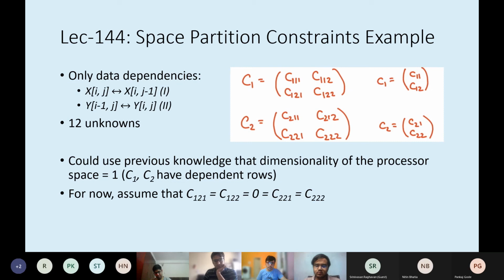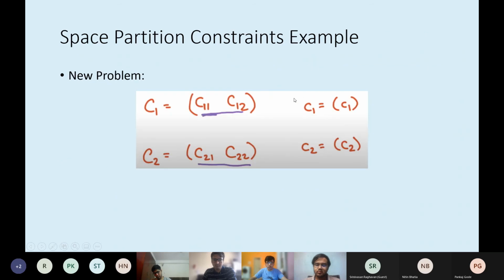But for now, we'll use our previous knowledge that the dimensionality of the processor space was 1, as we saw in the solution in the previous module. That means that if we assume the form of capital C1 and capital C2, they'll have dependent rows. One row would be dependent on the other. So for now, we'll assume that these values are 0, and we'll simplify our problem. The new problem is that the dimensionality of the processor space is 1. So it's a 1 by 2 matrix, and we just have one value in the small c1 and small c2 vectors.